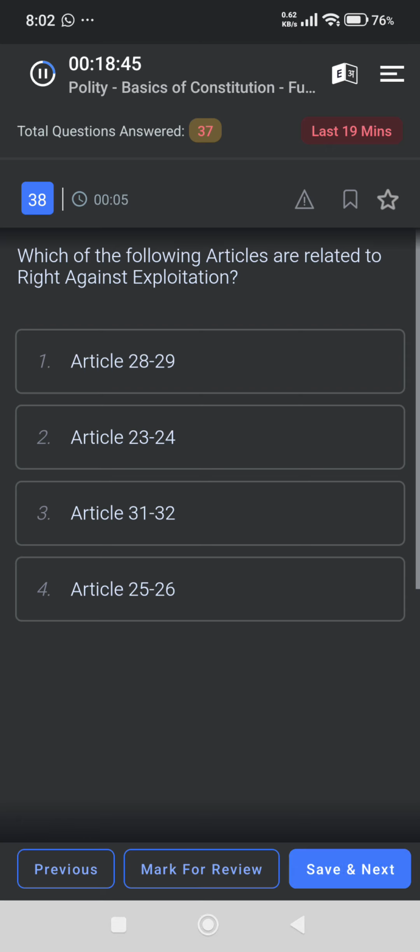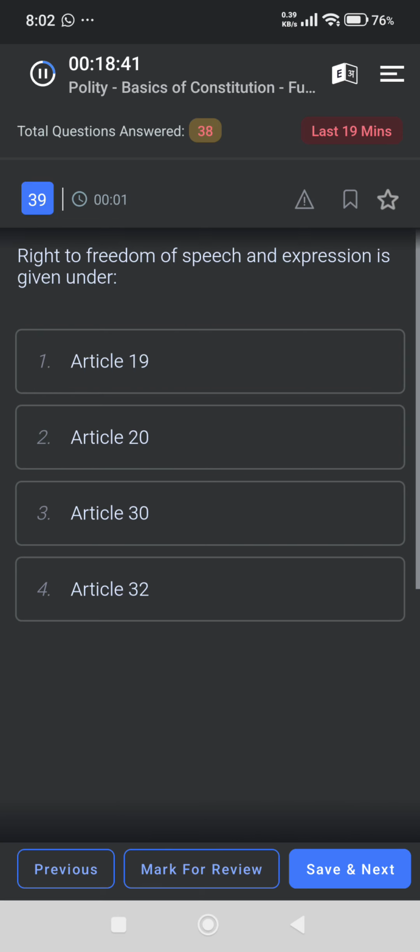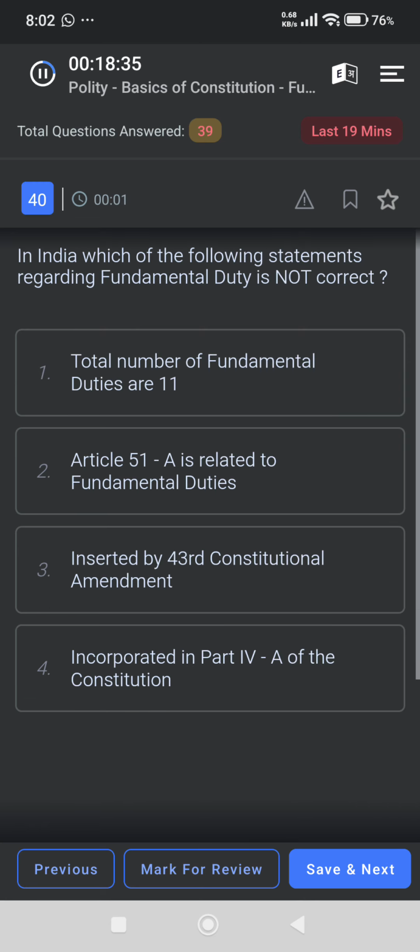Articles related to the right against exploitation: Article 23 to 24. A right to freedom of speech and expression is given under Article 19. In India, which of the following statements regarding fundamental duty is not correct? They are 11. They come under 51A. They are not inserted by 43rd Constitutional Amendment Act.